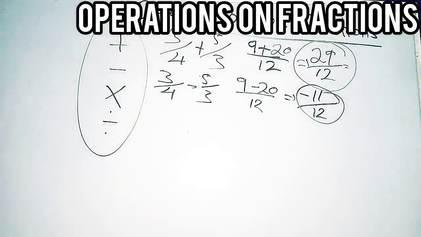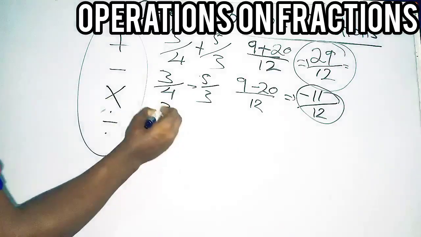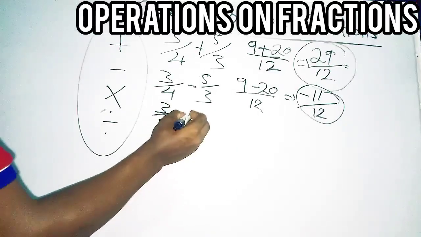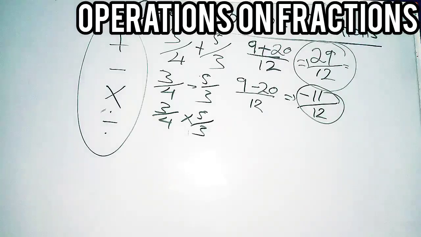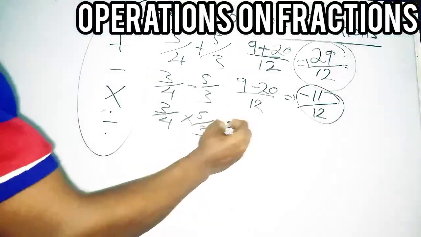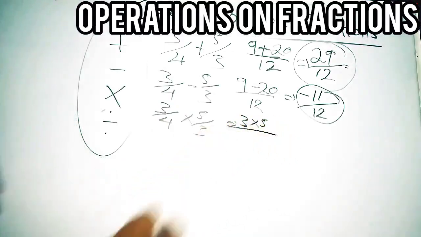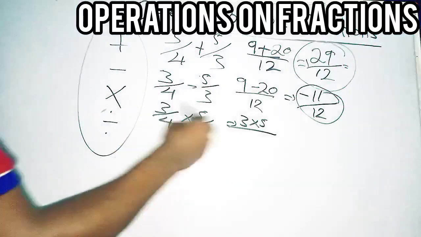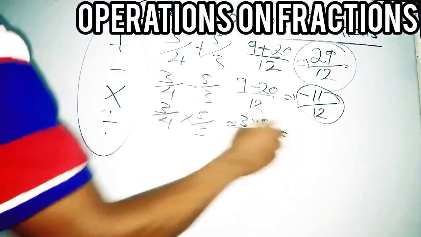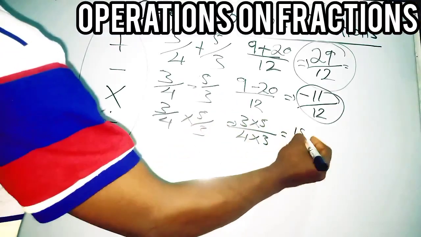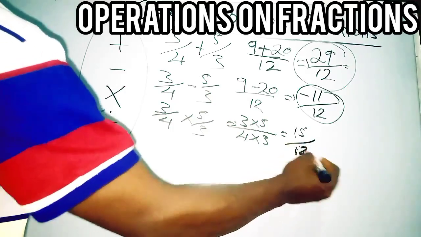Let's take the next one, the multiplication. We have 3 over 4 multiplying 5 over 3. How do you go about this? All you have to do is to multiply the top one as 3 times 5, bring the fraction line, then you have the bottom here, 4 times 3. So the top one is going to give you 15, and the bottom one is going to give you 12.